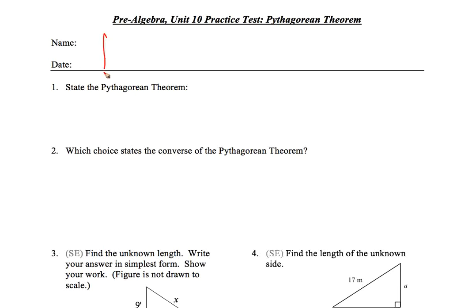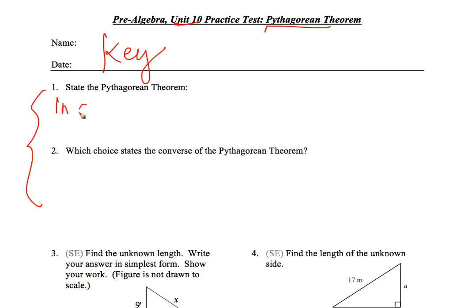Hi, we're going to go through the key of our practice test for Unit 10 Pythagorean Theorem. Numbers 1 and 2, there's very precise language that you need to put in these answers. There are a few variations, but basically this is what we're looking for.